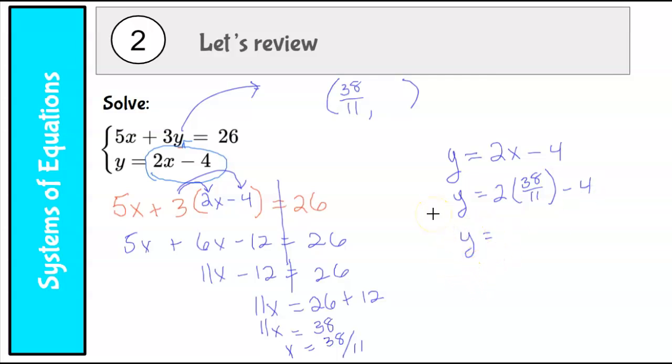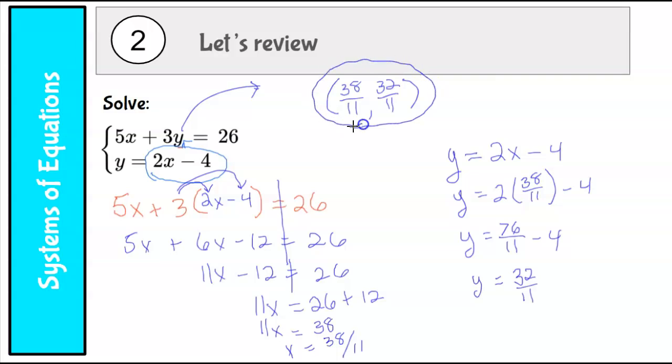So I'm going to multiply 2 times 38 over 11, which is 76 over 11, minus 4. I'm using my calculator for that because I can do it in my head, but then my head might hurt. So my answer is x equals 38 over 11 and y equals 32 over 11.